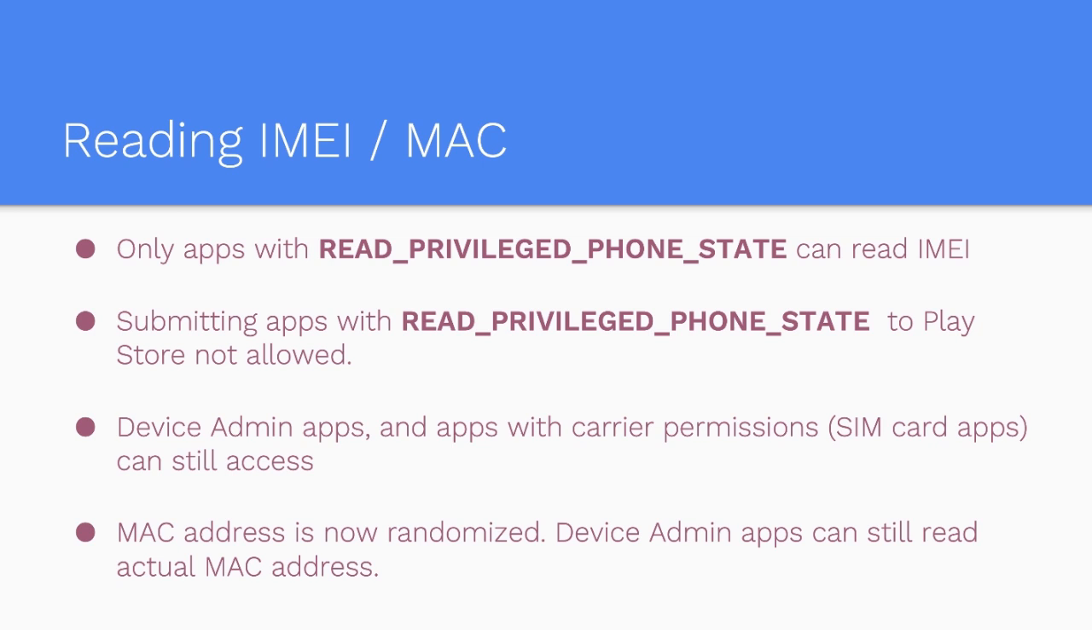Like I was discussing, read privileged phone state is the new permission that you need for IMEI and MAC number reading. Device admin apps can read it, enterprise apps can read it, but other apps can't, and submitting apps with this permission is not allowed on the Play Store anymore.